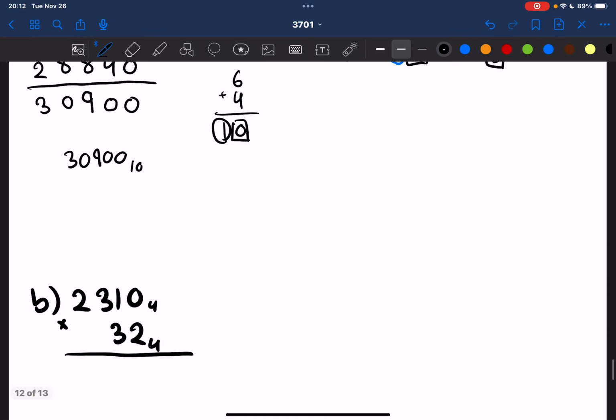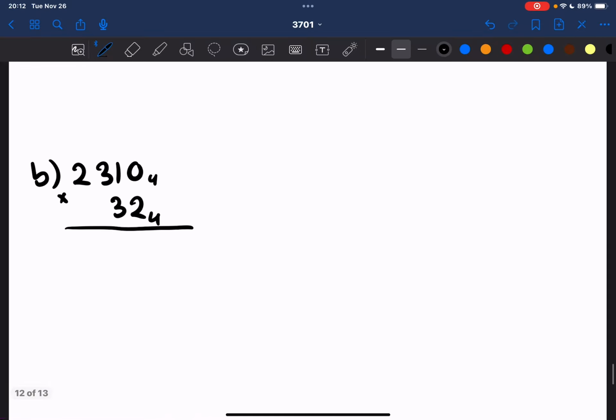So let's go into this example in base 4. Well, what do we need to know about base 4? Base 4 has only 4 digits, right? It has 0, 1, 2, and 3.